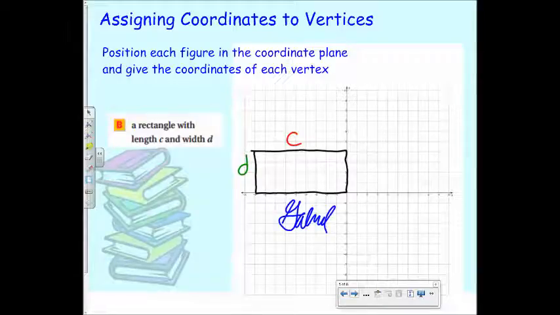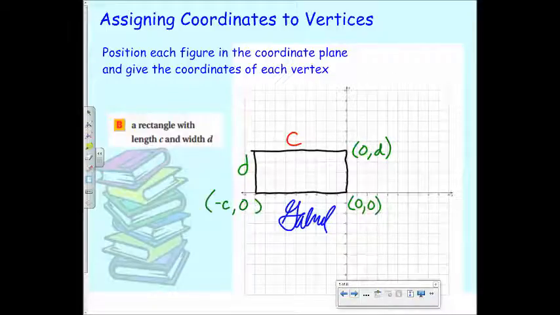Okay, so let's start with the easiest coordinate. This one is 0, 0. What would this coordinate be? 0, D. Why? Because it's over 0, but then you went up the measure of D. Okay, what's this one? It would be 0, C, except Gabe made it complicated because Gabe went negative. So this would be negative C, 0. I would have gone that way, and then it would have been C, 0, but that's fine.